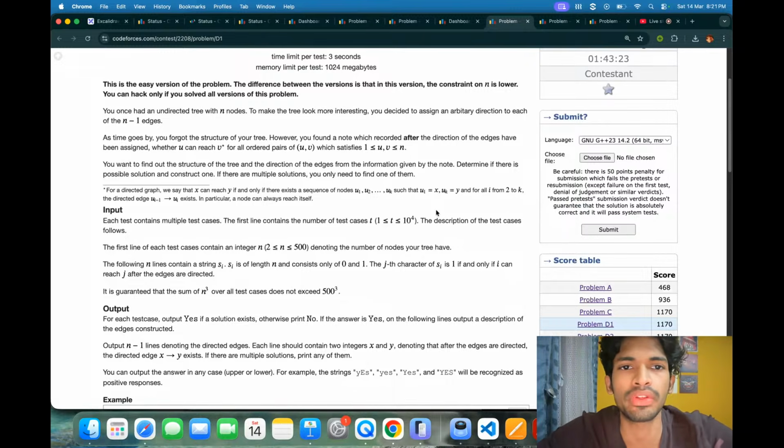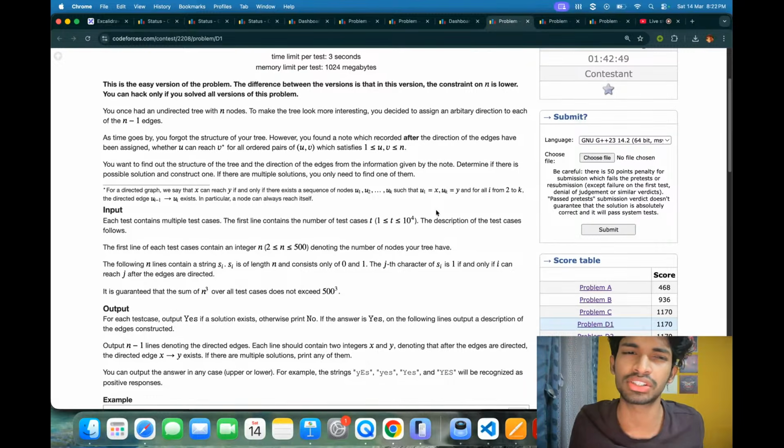This is the easy version of the problem. The difference between the versions is that in this version the constraint on n is lower. You can hack only if you solve all versions of this problem. You once had an undirected tree with n nodes. To make the tree look more interesting, you decided to assign an arbitrary direction to each of the n-1 edges. As time goes by, you forgot the structure of your tree. However, you found a node which recorded after the direction of edges have been assigned whether you can reach v from u for all ordered pairs u, v that satisfy 1 ≤ u, v ≤ n.